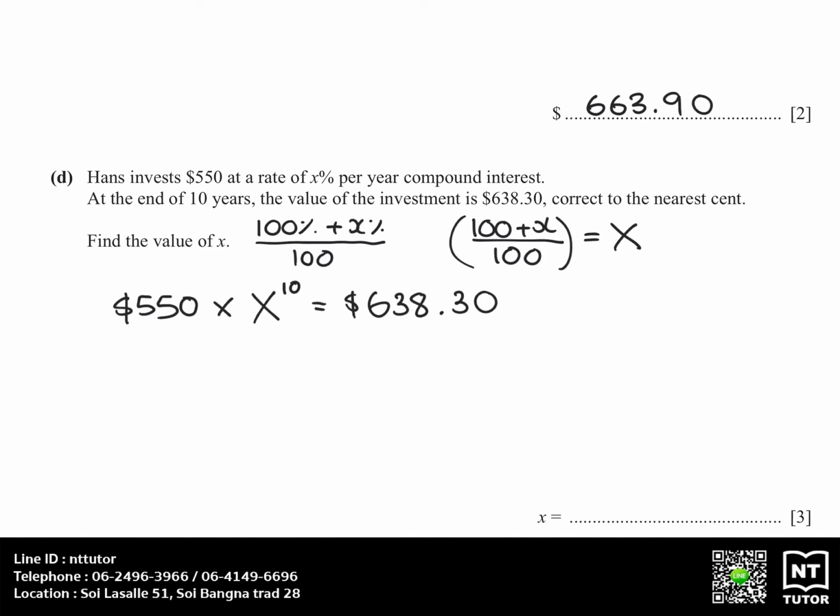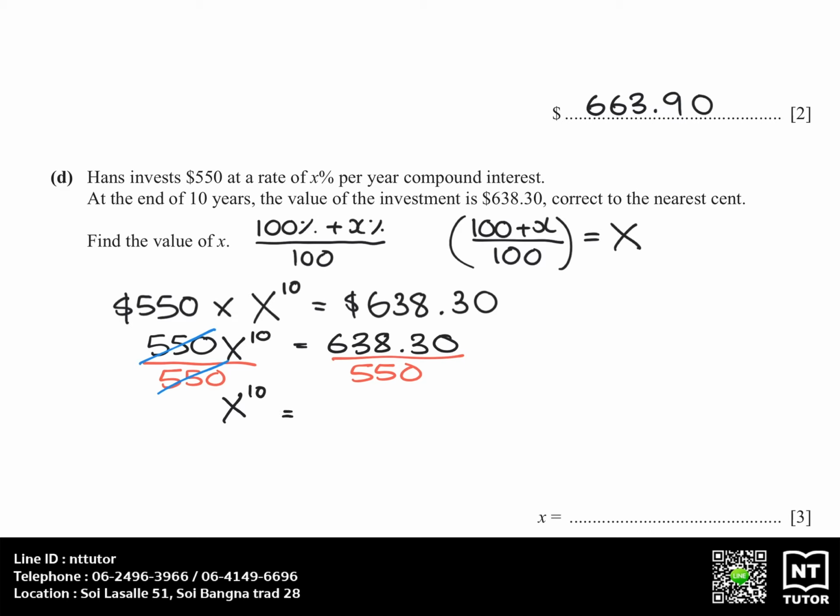638.30. If I simplify this first, this is like 550 big X to the power of 10 equals 638.30. We want to solve for big X. If I divide both sides by 550 to remove the 550 in front of the big X, that cancels out. Big X to the power of 10 equals 638.30 divided by 550, which equals this.